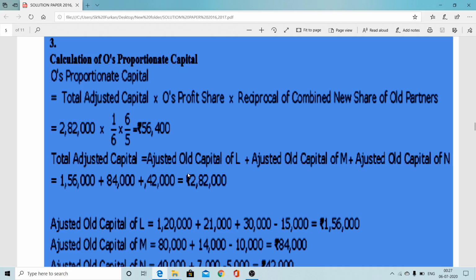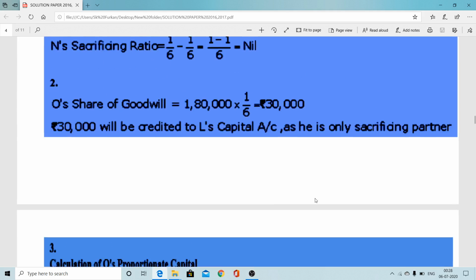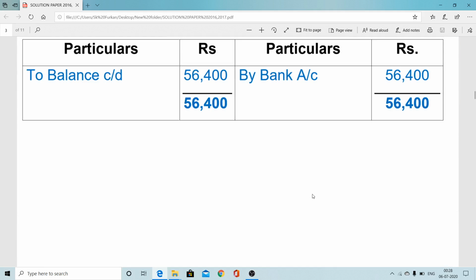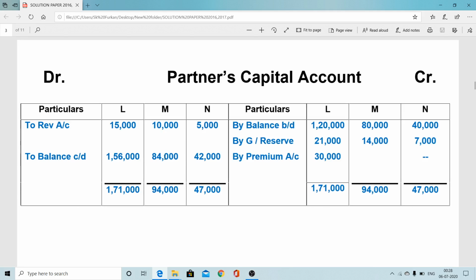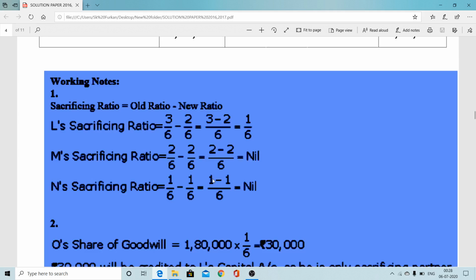So there are many ways. Whichever method is easy, you can use that way. The adjusted capital calculation is also shown here: credit side 1,20,000 plus 21,000 plus 30,000, and on the debit side minus the revaluation loss. If you don't calculate it here, we get it from the partners' capital only: 1,56,000 plus 84,000 plus 42,000. It is coming to 2,82,000.